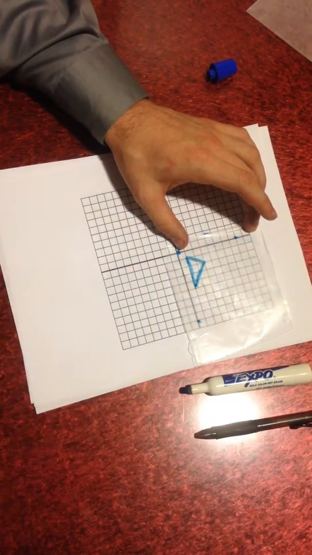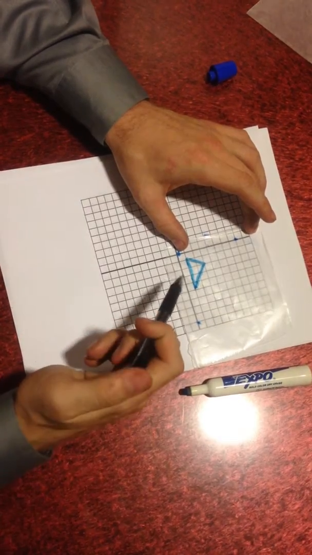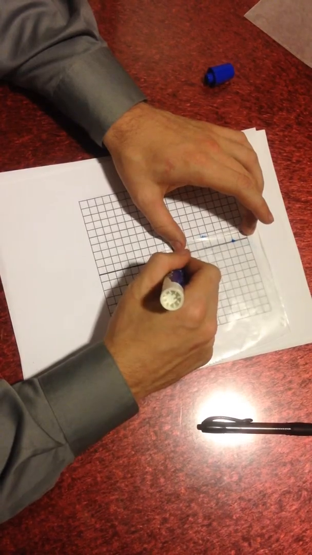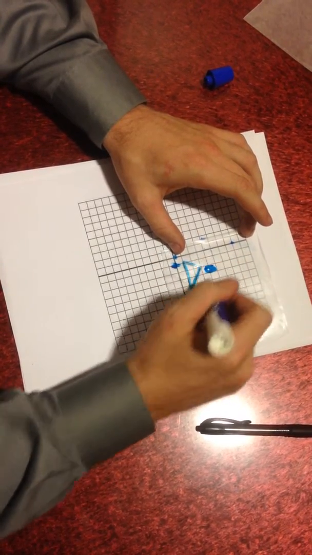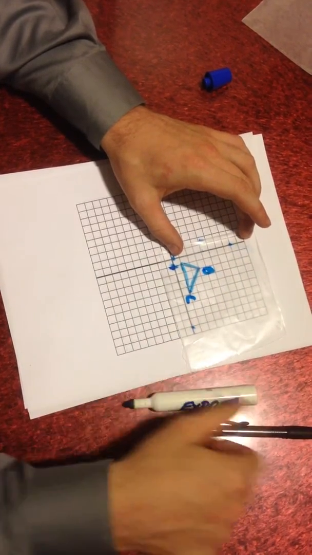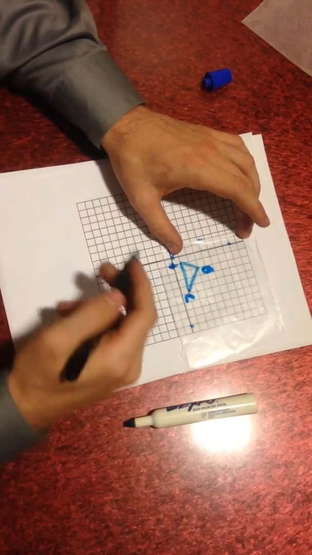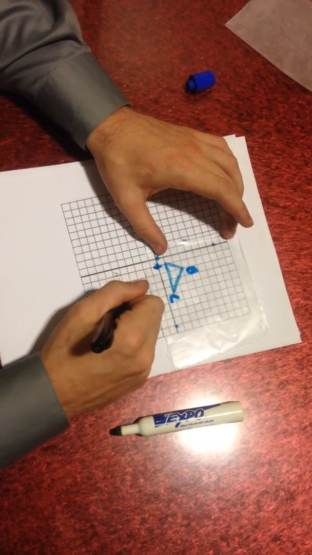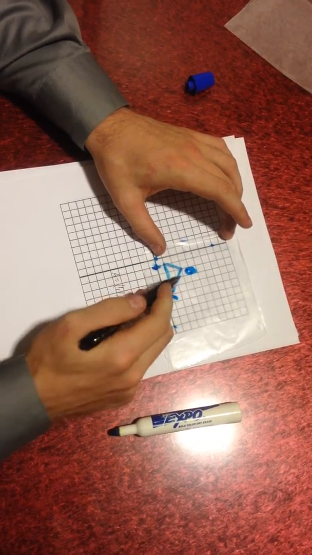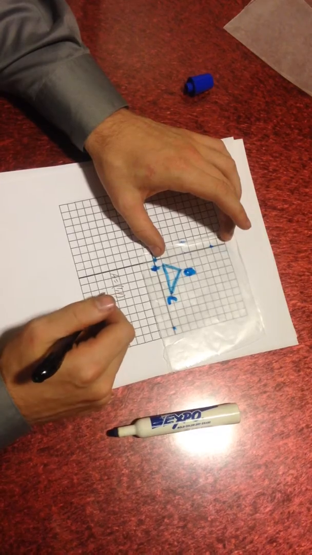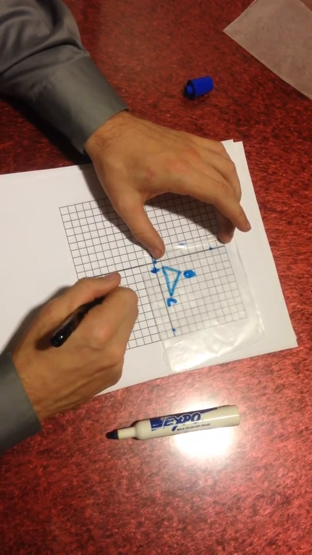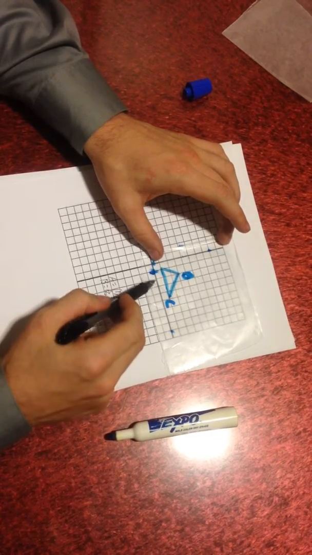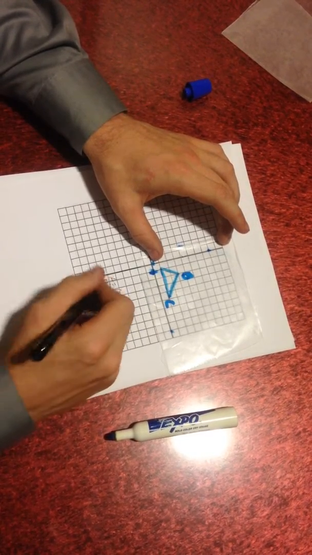Now the first thing I'm going to do is write what the coordinates are. I'll label this one A, this one B, and this one C, so that when I rotate it, I know which one is which. A equals (1, 1), B equals (2, 3), and C is (5, 1).